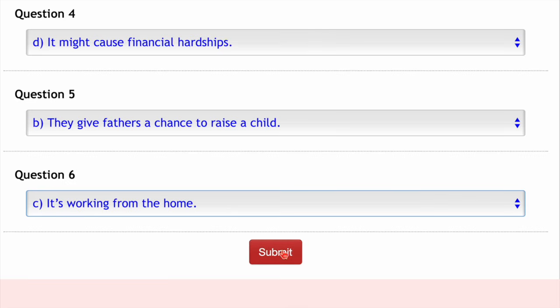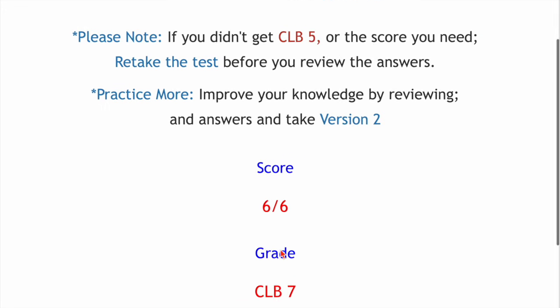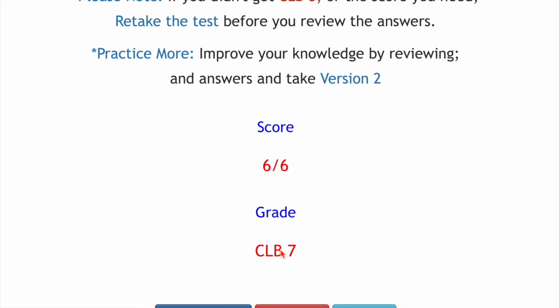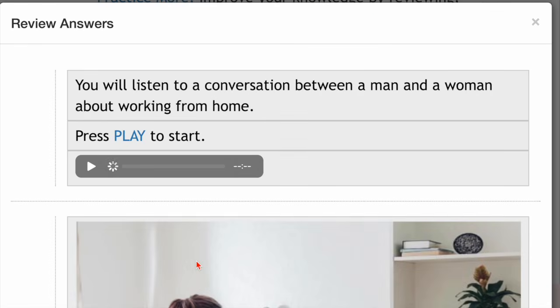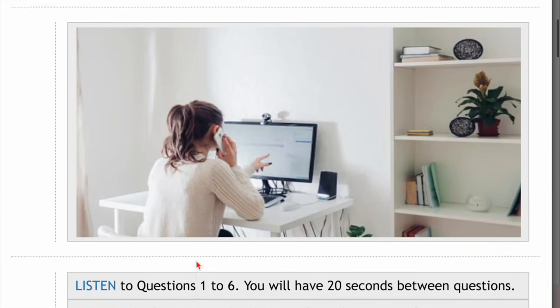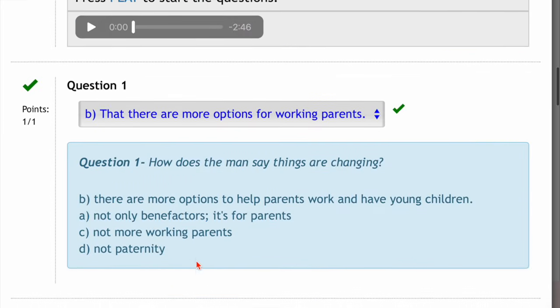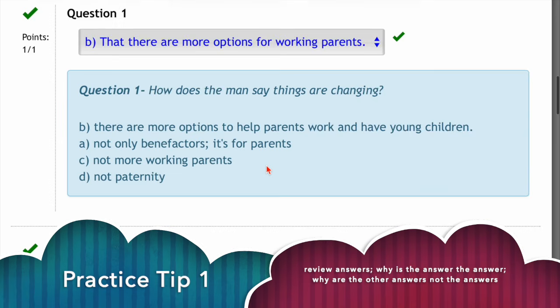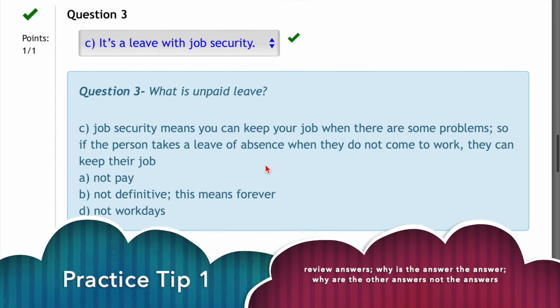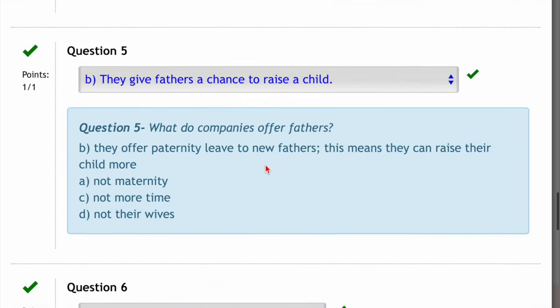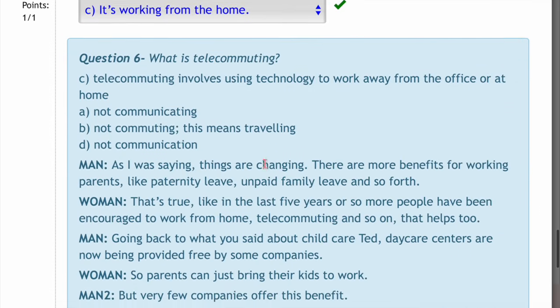Very interesting. So how did you do? Did you get 6 from 6? Well, I hope so. Now, everyone, let's remember that it's very important to review the answers. Why is the answer the answer? And why is the answer not the answer? Very good to review. And also reading the script.